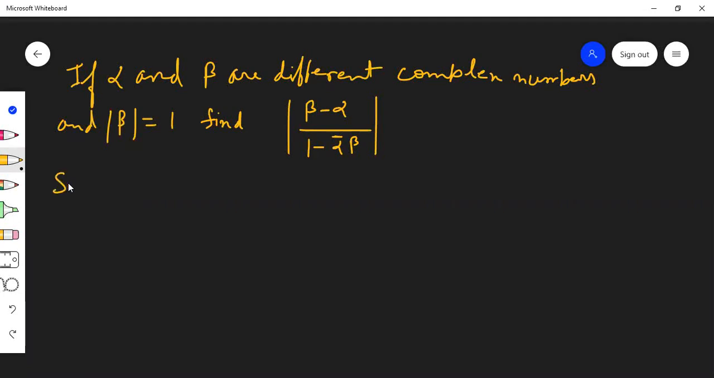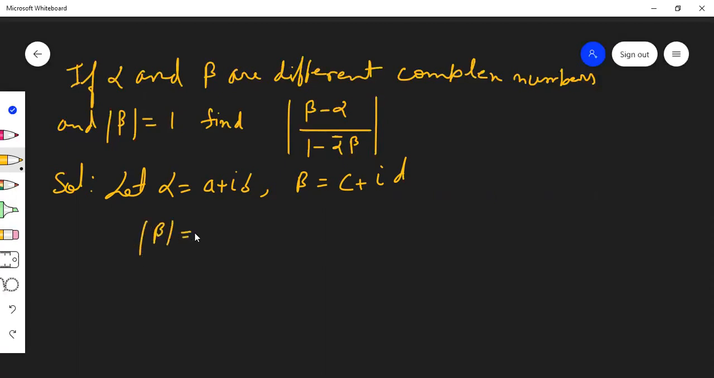We can write let alpha is equal to say a plus ib, and beta is equal to c plus id. We are given that mod beta is equal to 1. So we know the modulus of the complex number.